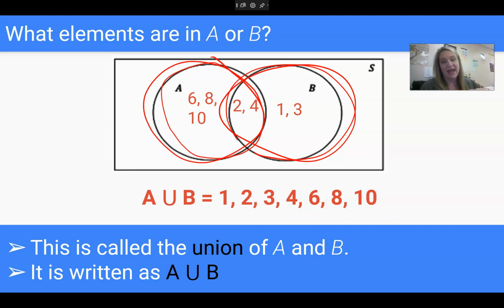Okay, so A or B, I look at all my circle A, I look at all my circle B, I include all values. A and B means it has to fit both of them. I can't do just A or just B. It's just the piece in the middle.